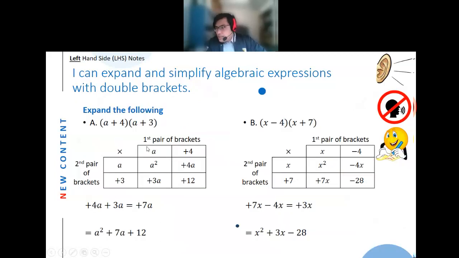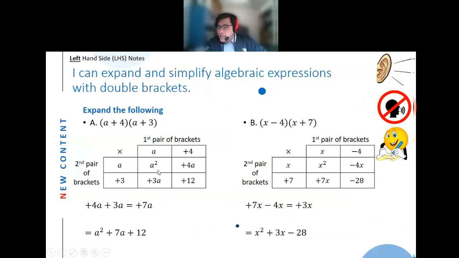All right. So let's go through a few examples here. You can see here it's very similar to what we have been doing, with setting up the problem with the tables here. So we've got the first pair of brackets. We're going to put a and then plus 4 in here. Then for the second pair of brackets, we're going to put a plus 3 down here. And then we're just going to multiply them.